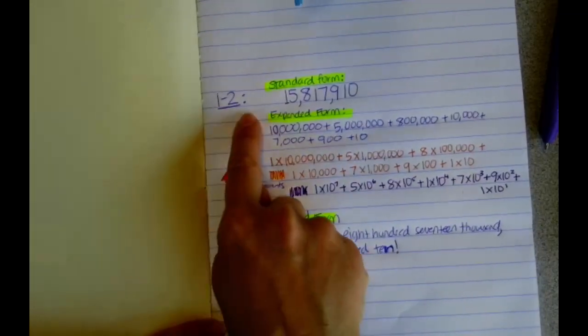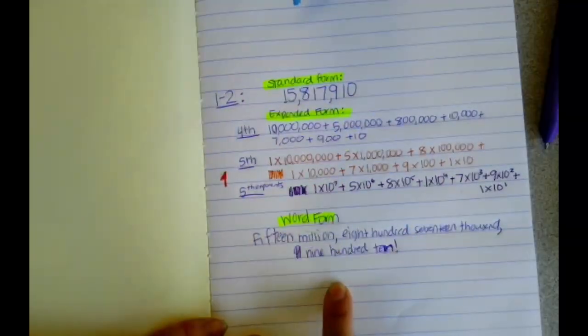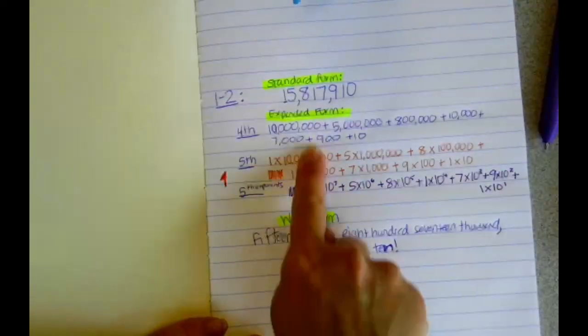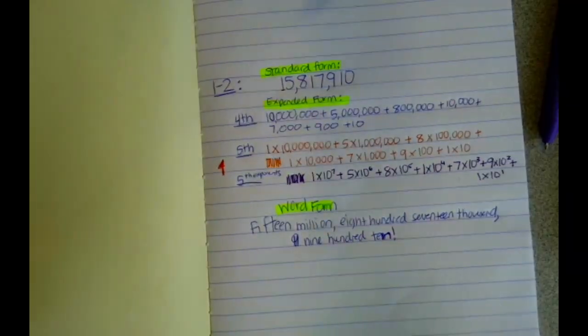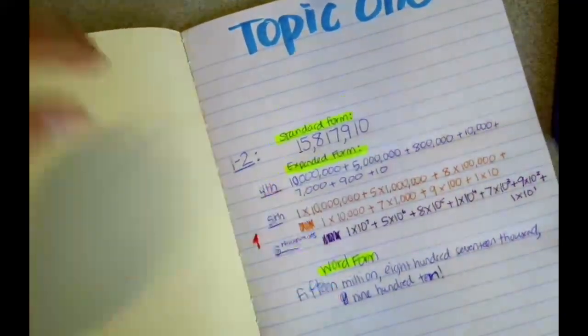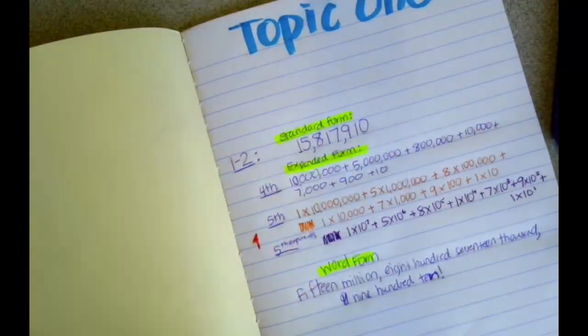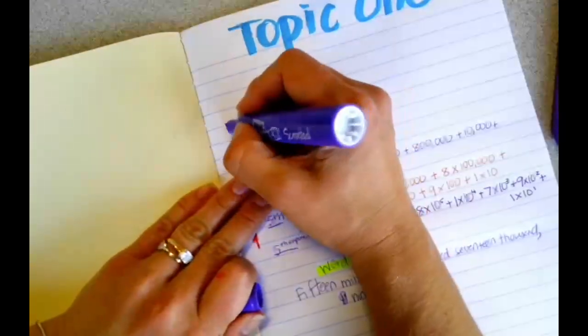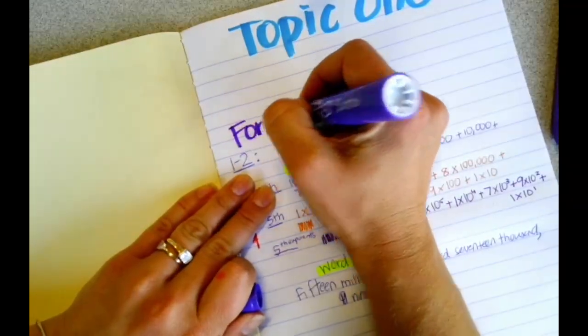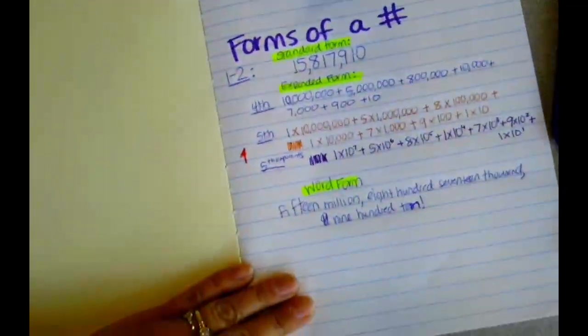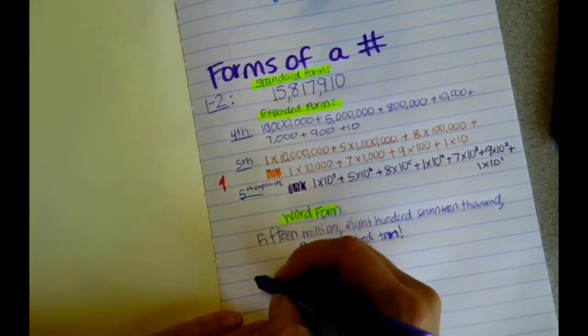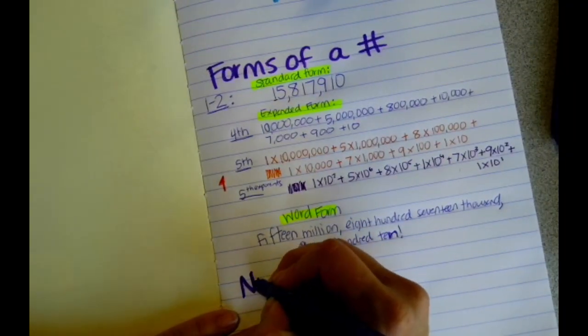So that just goes over the numbers, standard form, expanded form, and word form. This video is getting way too long, so I'm going to stop it there. I'm going to call this forms of a number. Forms of a number. And in the next video, I will do number relationships.